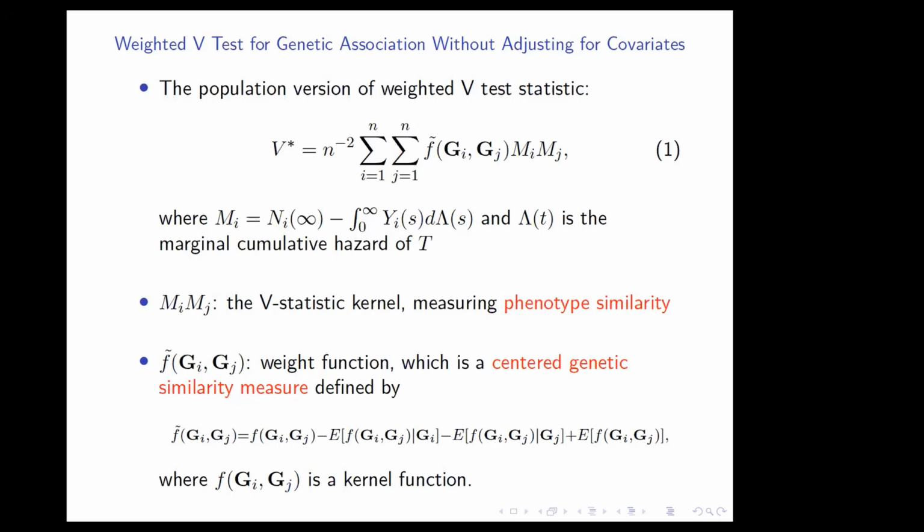It is a centered genetic similarity measure defined by this formula. In this formula, F is a kernel function. The idea of this weighted V is that bigger phenotype similarity is weighted by bigger genetic similarity, and smaller phenotype similarity is weighted by smaller genetic similarity. So that will lead to a larger value for V star if the alternative hypothesis is true.